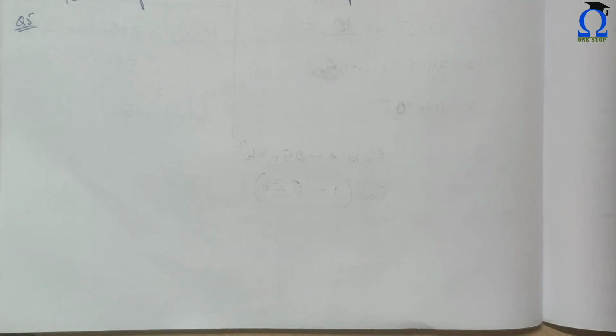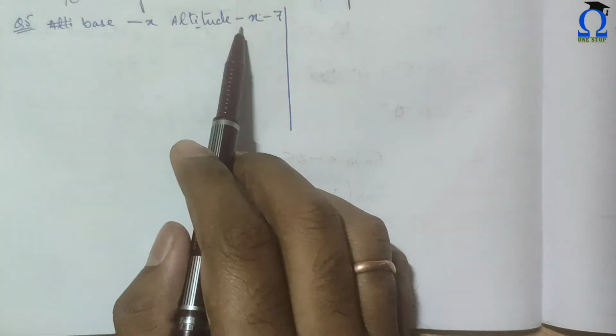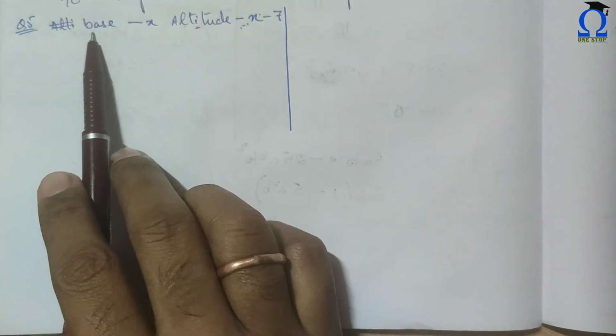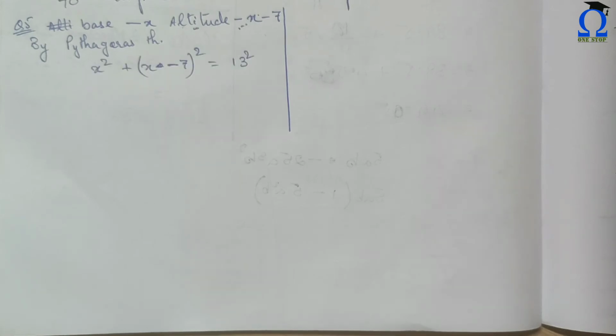So now moving on to question number 5, in which the altitude of a right angle triangle is given 7 centimeter less than its base, and hypotenuse is 13 centimeter. So I am taking the base to be x and the altitude is 7 centimeter less than base. Or we could have taken altitude to be x, therefore base would be 7 plus x. Okay, simple. Now by using Pythagoras theorem, we can easily find that base square plus altitude square would be hypotenuse square, and hypotenuse is given as 13.